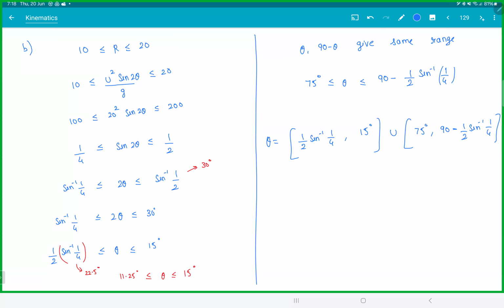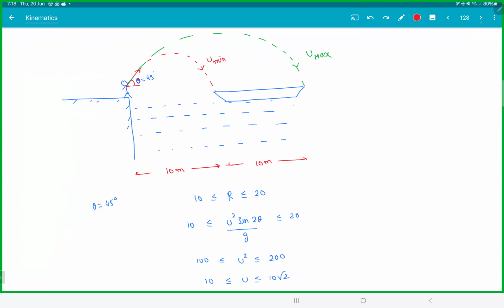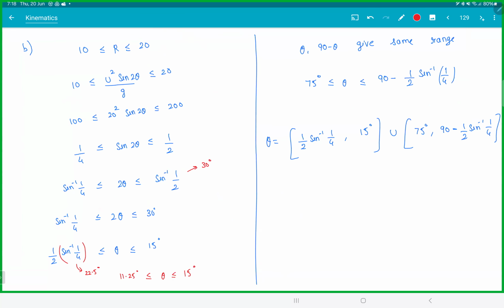So some of you forgot the complementary angles. Check it out. Because you could have thrown into the boat like this also, no? You could have thrown it like this. You could have thrown it like this. In a higher arc, it would have still landed. Check. Easy question, but yeah, a little tricky.